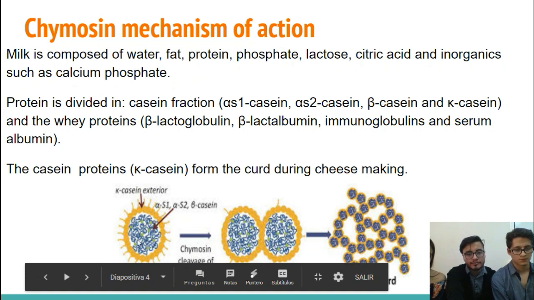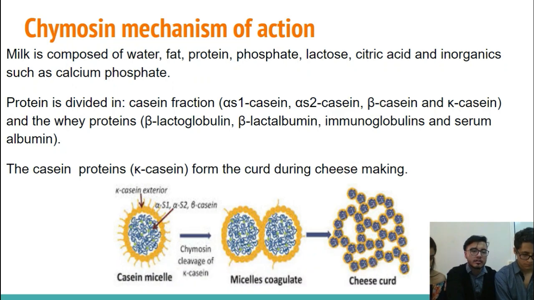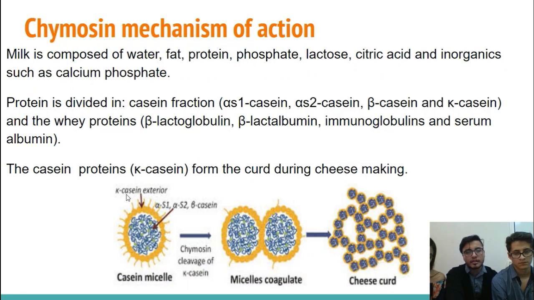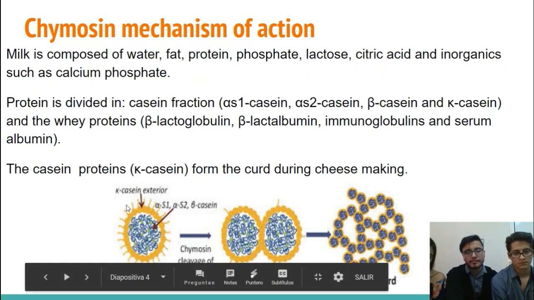An important feature of this micelle is that it has negative charges around the whole micelle. This negative charge is the thing that does not allow other casein micelles to join. And if they don't join, they cannot create this complex coagulation formation. And if this doesn't happen, we cannot have a curd. So the first step is to take down the negative charges.